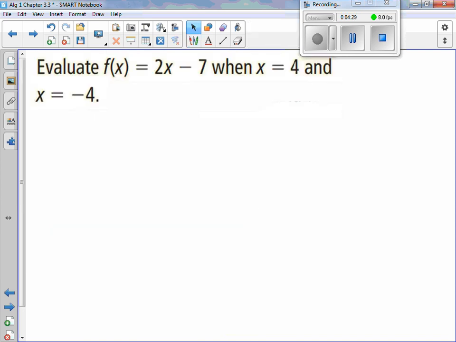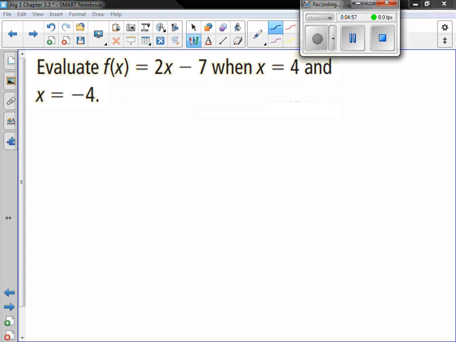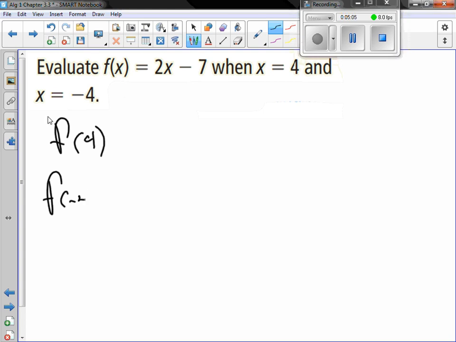All right, I want you to try these two on your own, or at least try one of them. What are we doing? What do we need to do to evaluate this? Evaluate f of x equals 2x minus 7 when x is 4 and x is negative 4. So what are we doing with the 4 and negative 4? We are putting it in x's spot, because we're trying to evaluate f of 4 and f of negative 4.